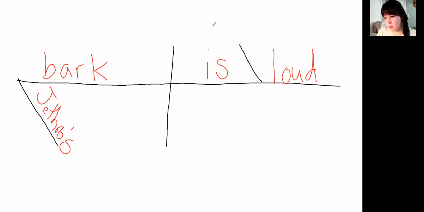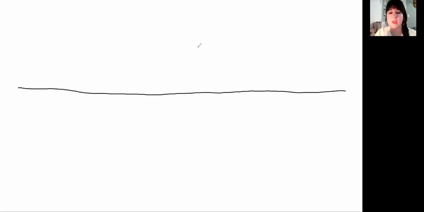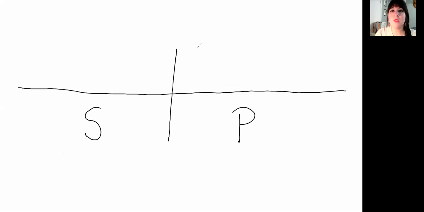All right, let's go to the very, very last one, if I can remember what that subject is. He defends his yard. Okay, here we go. Again, we start off with our handy dandy subject and predicate. Okay, now we're using pronouns. Does that change where they belong on the diagram? Absolutely not. He is still the subject, and what does he do? He defends.